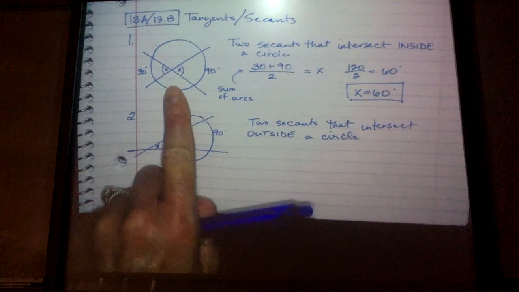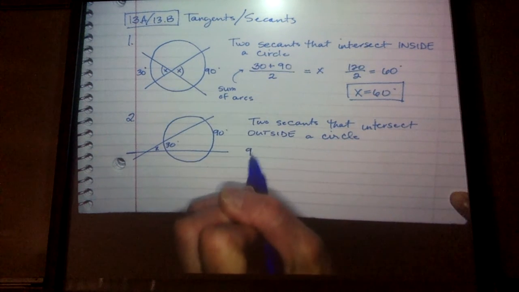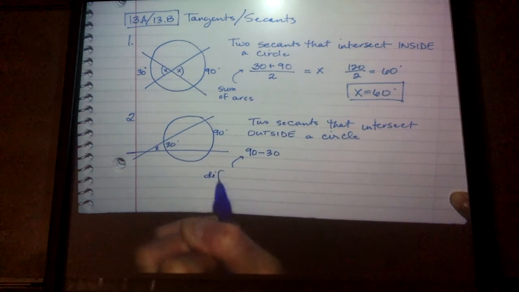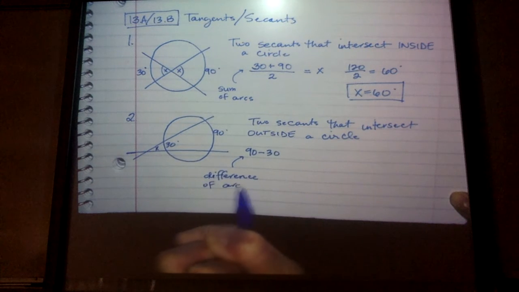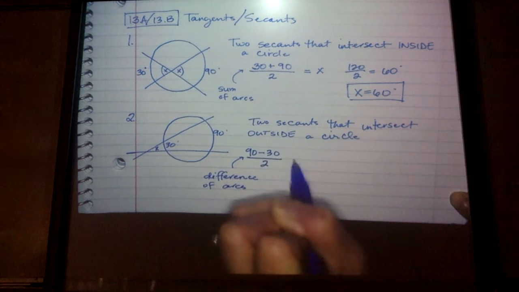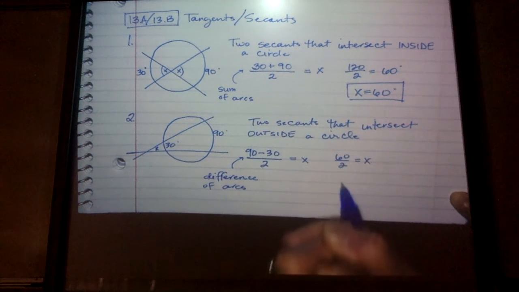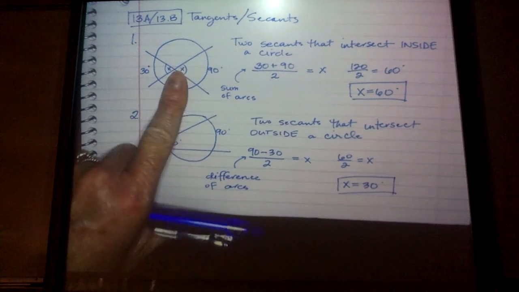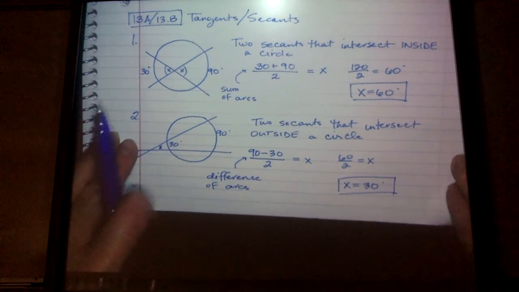When they intersect on the outside, it's going to be the difference divided by 2 that will equal X. So 60 over 2 equals X, so X equals 30 degrees. If they intersect on the inside, you find the sum of the arcs and divide by 2. If it intersects on the outside, you find the difference and divide by 2.